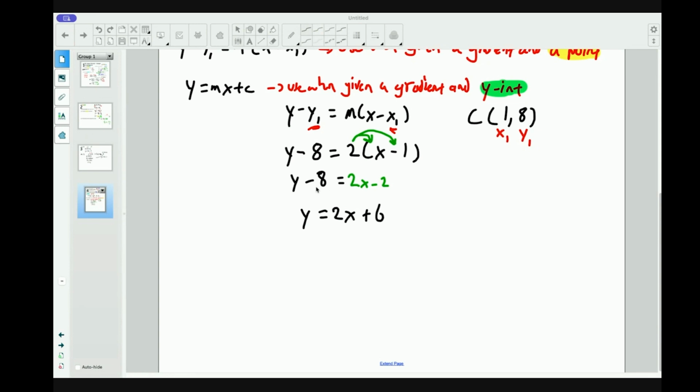So let's move on to some of the other things that we can do with straight lines. And then we'll move on to some tangents using perpendicular lines. And then we'll spend some time doing some vectors.